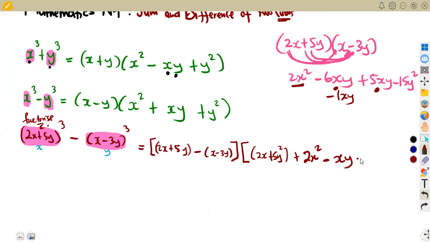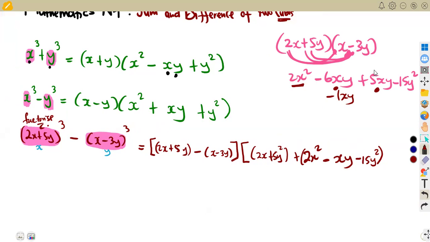Then the minus 15y squared, this part remains as it is. All right. So we are having the part of what? Of minus 15y squared. So this is going to be minus 15y squared. So this is what we are having. It's a single term. It's like an expression that we have expanded from these two brackets. The bracket of what? 2x plus 5y and the bracket of x minus 3y. This is what we have expanded.